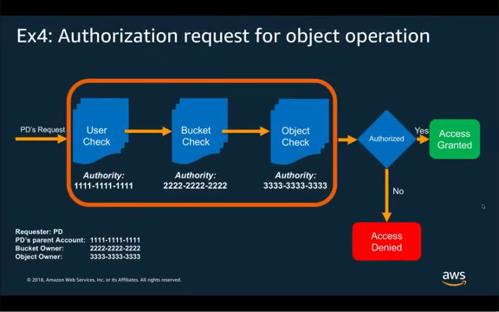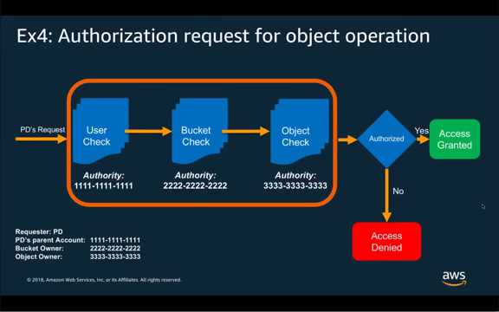And finally, in this example, let's look at an object operation. In this case, the user belongs to account 1, the bucket is owned by account 2, and the object is owned by account 3. So PD will need the permission from the parent AWS account, the bucket owner, and the object owner. Because the request is from an IAM user, S3 evaluates the user context check to verify that the parent AWS account 1 has given PD the permission to perform the requested operation.